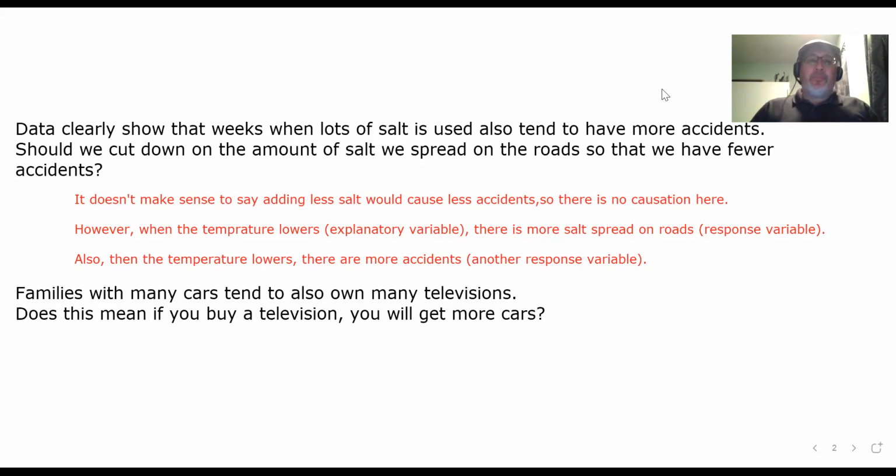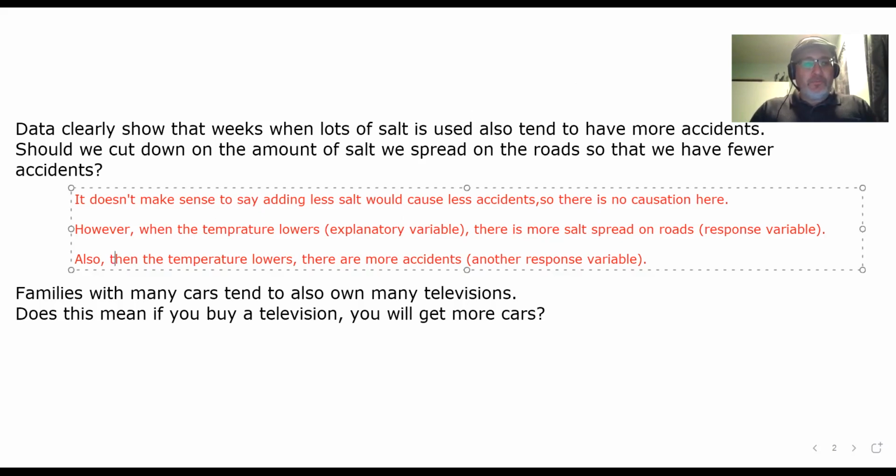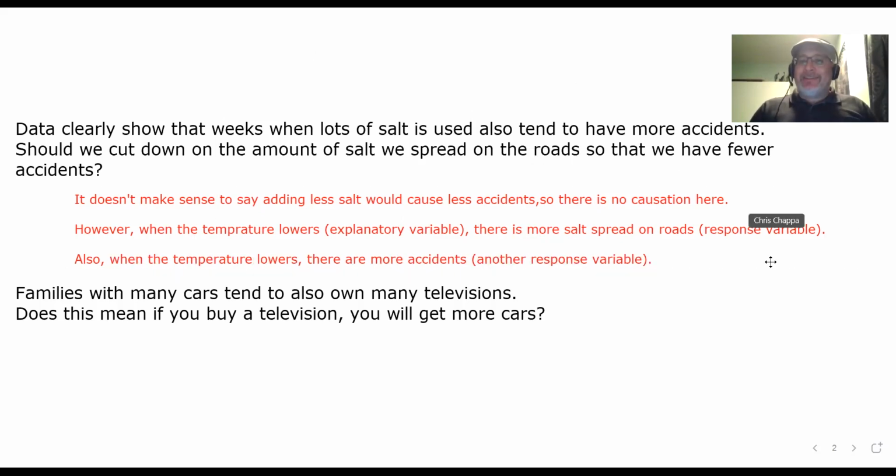However, when the temperature lowers, the explanatory variable, there is more salt spread on the roads, a response variable. Also, when the temperature lowers, there are more accidents, another response variable. So instead of saying the salt is the explanatory variable and the accidents is the response variable, it makes more sense to say that the change in temperature is the explanatory variable, whereas both the amount of salt spread on the roads and the number of accidents are response variables.